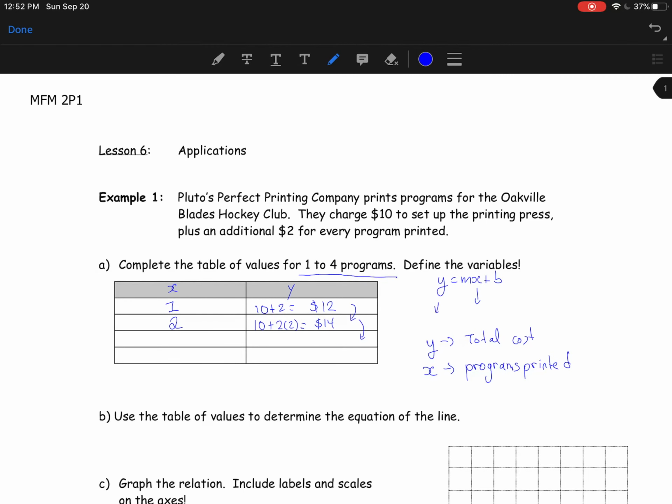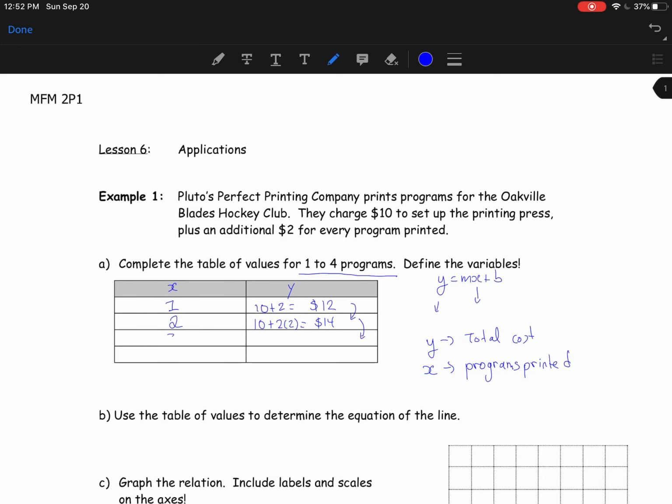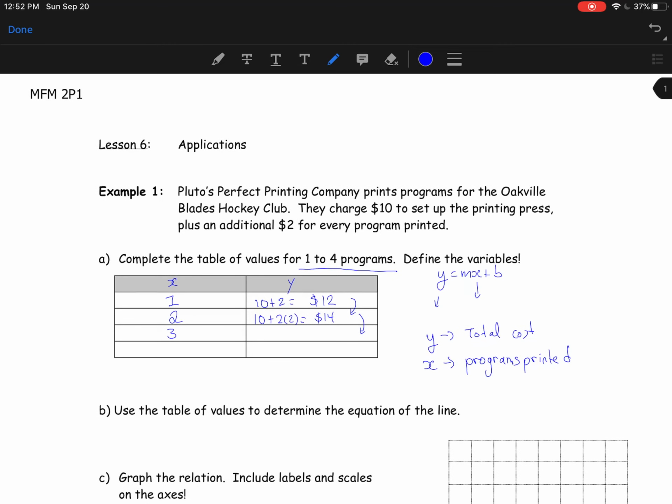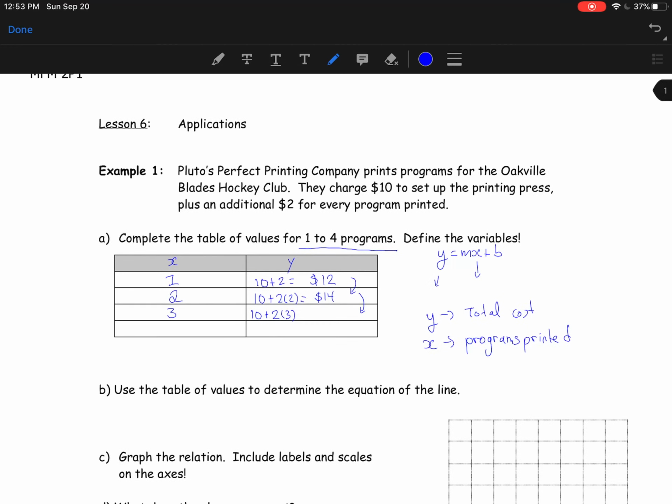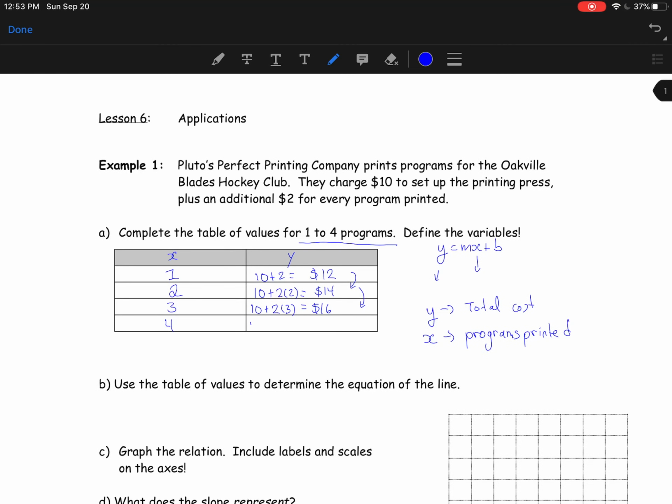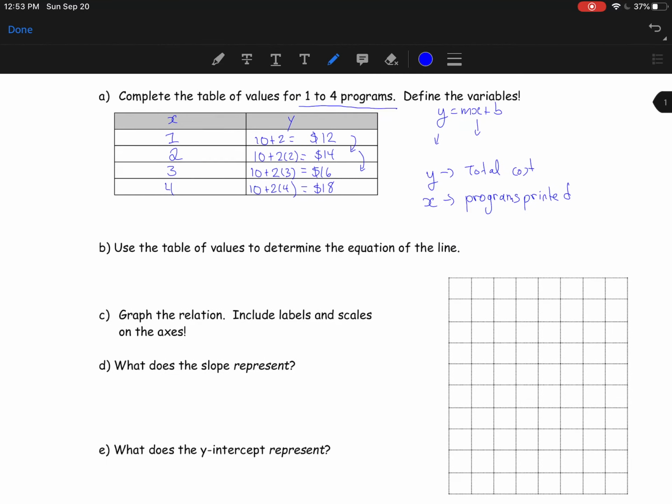Because this is a linear equation, it's always going to be a pattern every time, but let's pretend we didn't know that. If we have 3 programs, we still have to pay that $10 plus $2 for every additional program printed, and we printed 3 of them. So 10 plus 2 times 3, 2 times 3 is 6, so that gives me 16. And for my fourth one, again $10 was my starting point, but now we printed 4 programs at $2 each. When we add that up, we get 18. So we can see that every additional program is going to cost us $2.